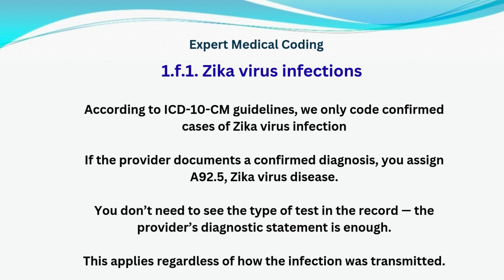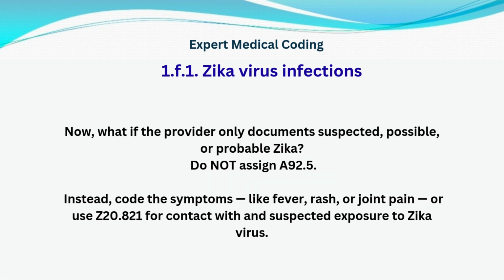This applies regardless of how the infection was transmitted. Now, what if the provider only documents suspected, possible, or probable Zika? Do not assign A92.5. Instead, code symptoms like fever, rash, or joint pain, or use Z20.821 for contact with and suspected exposure to Zika virus.